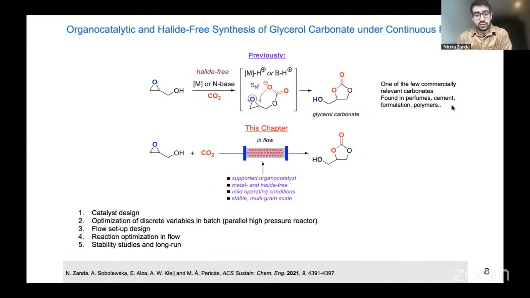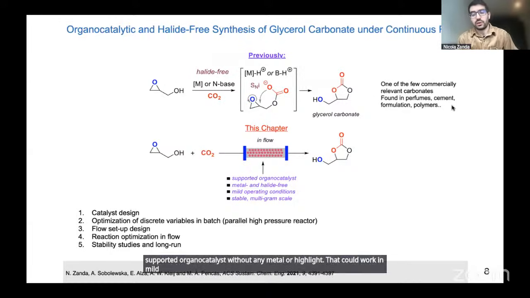And our goal in this work was to have a supported organocatalyst without any metal or halide that could work in mild conditions, and that could afford a stable and multigram synthesis.